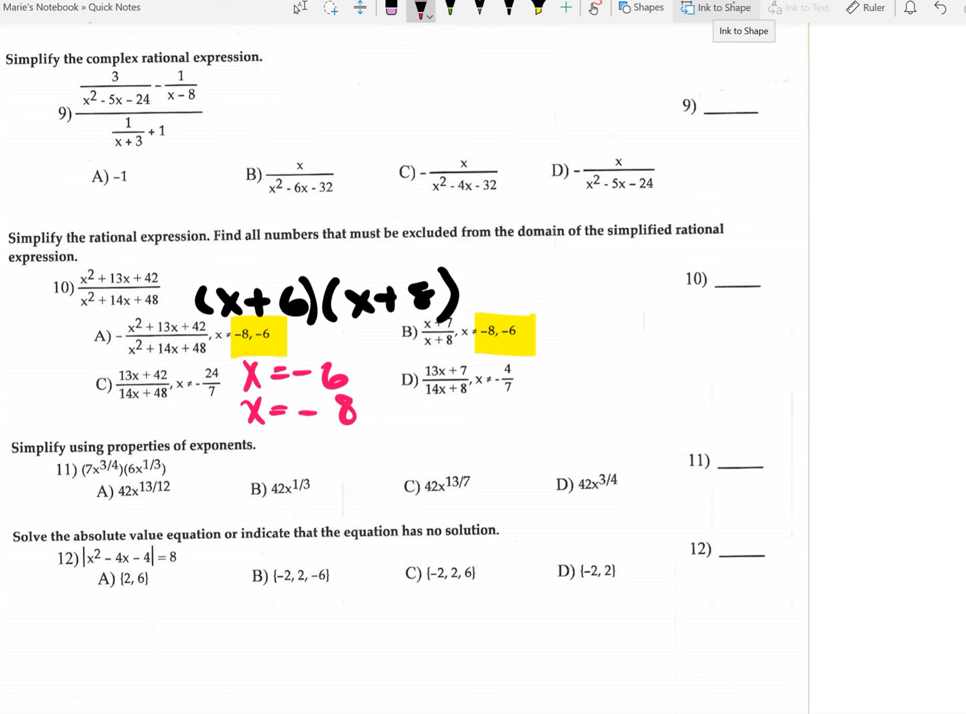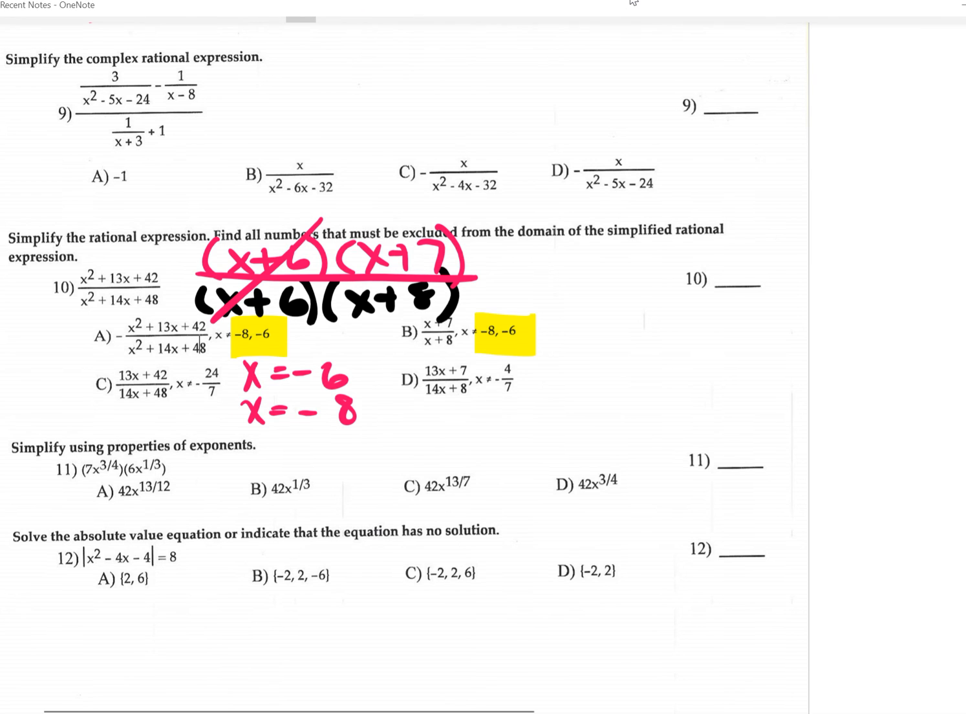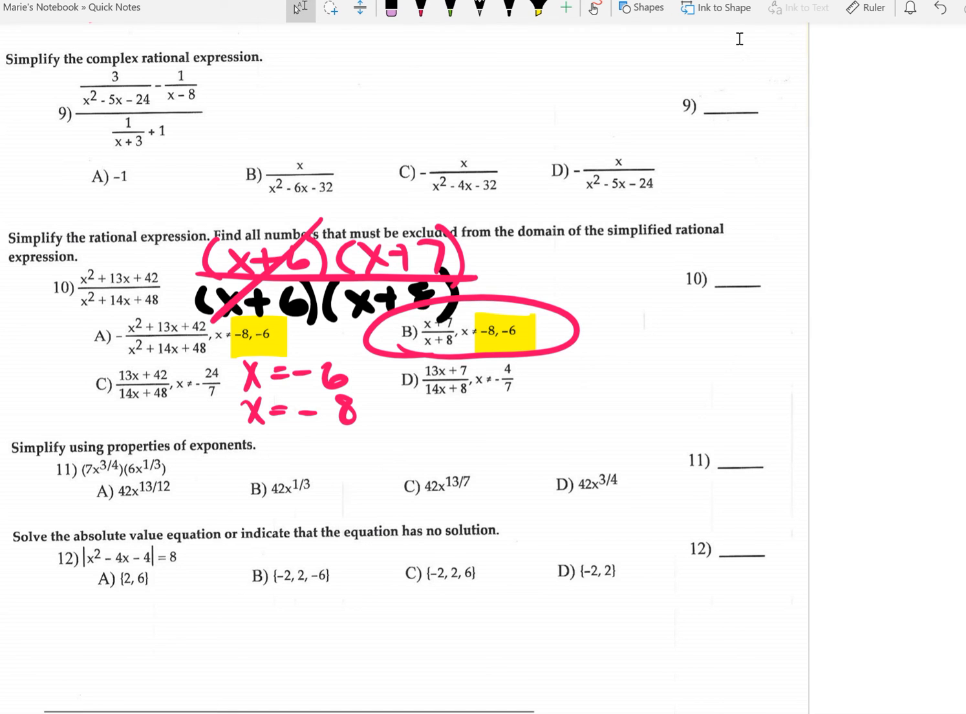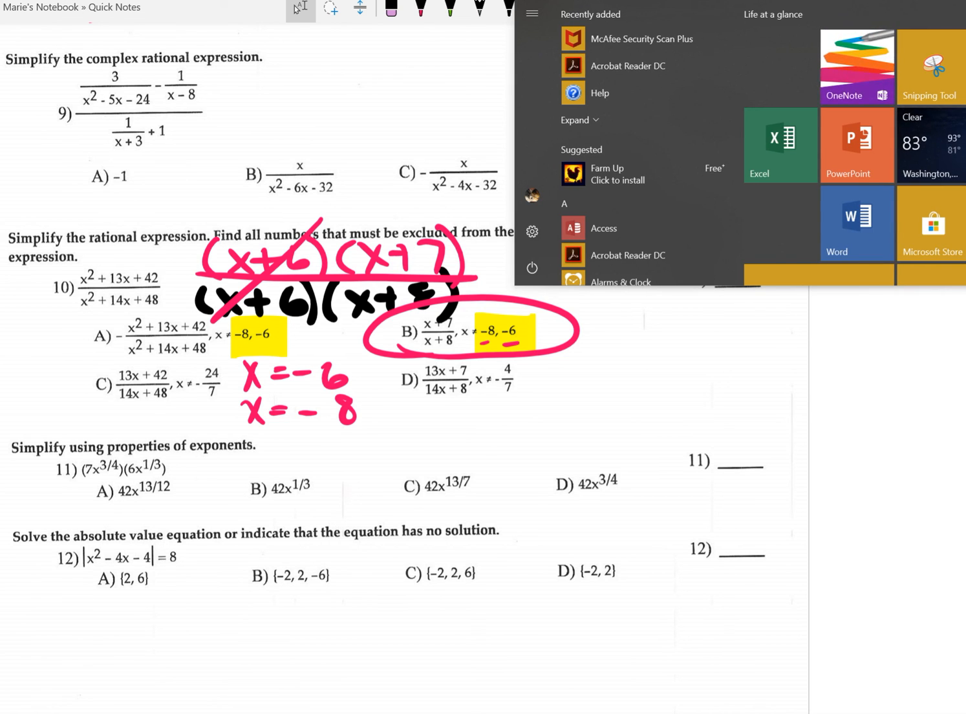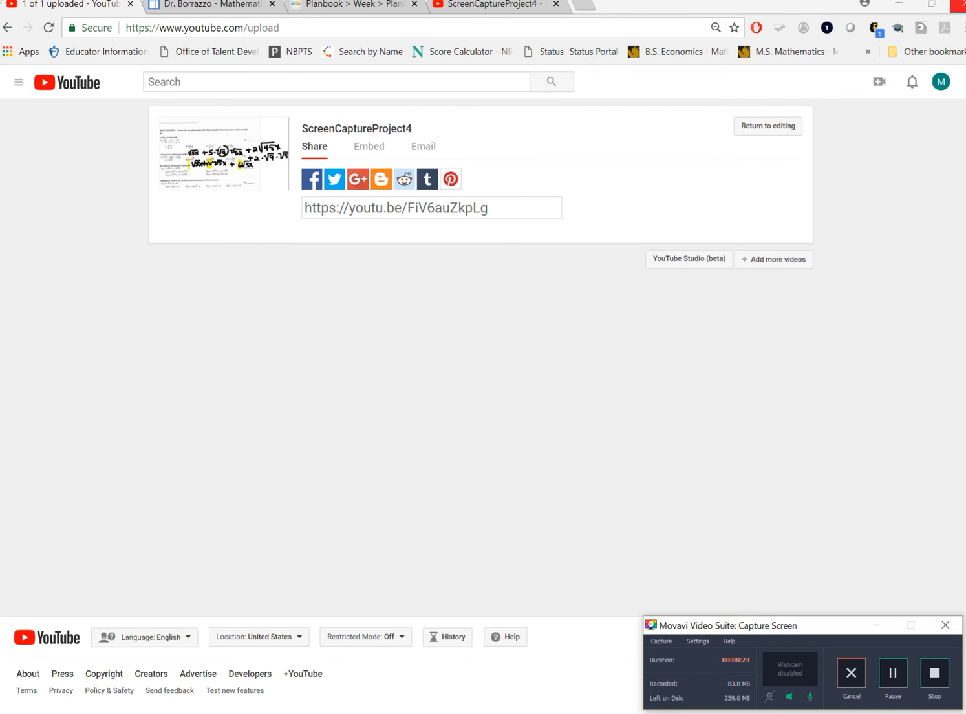Now, if you notice in the numerator, we have 42, so 6 and 7 would give us 13. So this has to be an x plus 6, x plus 7. So if I cancel the x plus 6's, I'm left with my answer, which would be answer choice B, x plus 7 over x plus 8, with the restrictions of negative 8 and negative 6. Alright, once again, I'm going to stop this video, and I'm going to upload the new video for you.